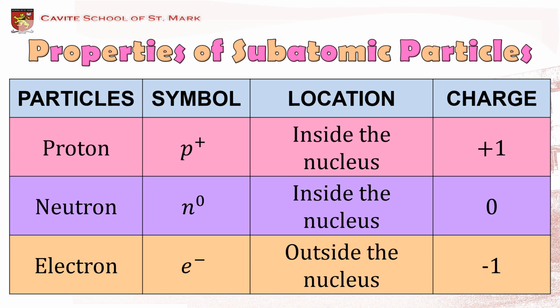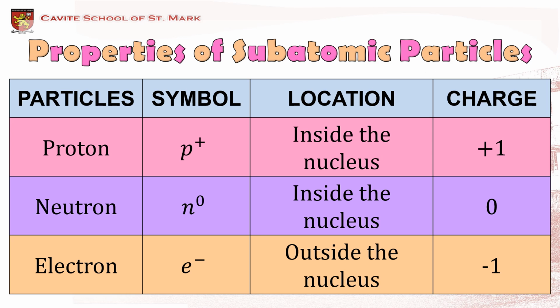One of the differences that can be used to differentiate between the three subatomic particles is their location. What do I mean by location? Where are they located? Protons are located inside the nucleus of an atom. Then neutrons are still located inside the nucleus of an atom. But when it comes to electrons, electrons are located outside the nucleus of an atom, in what we call the energy levels.